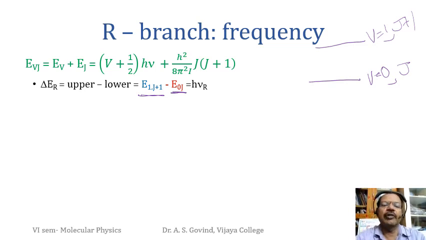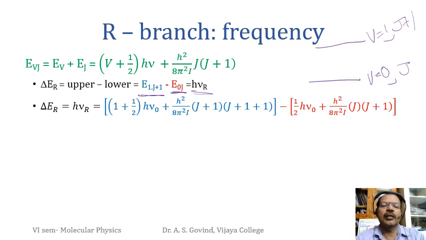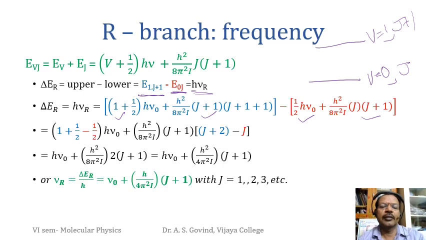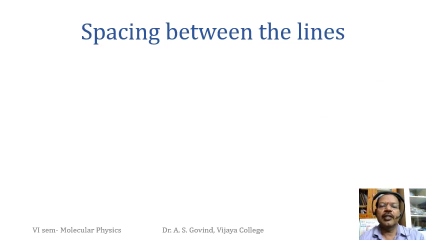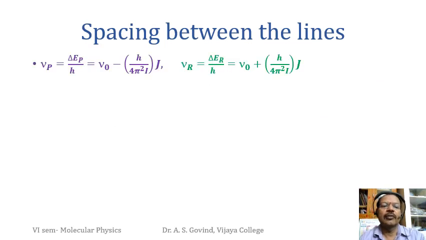That should be frequency into h, energy. So it is substituted V equals 1, J plus 1, V equals 0 and J. So when you simplify, you'll get this. So notice that it is nu naught plus something and therefore the frequencies are larger. So R branch frequencies are larger than the nu naught. Now we'll consider the spacing between the lines. We repeat the P branch frequency equation, R branch frequency equation.